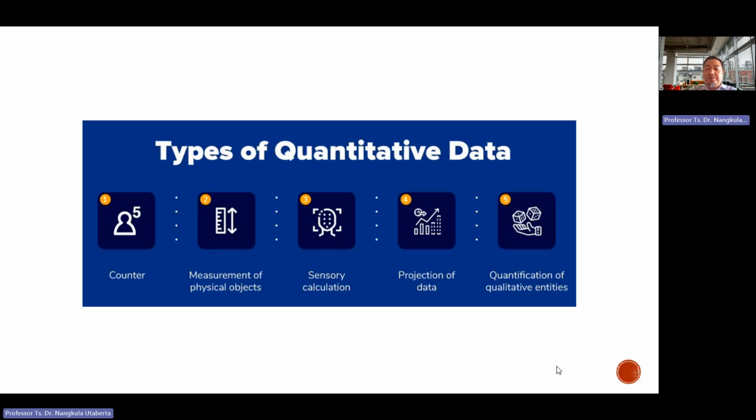Or you want to measure. When you do an experiment, you like to measure, for example, the temperature, how high, how wide is it. Those kinds of things are called quantitative data that you collected. Or sensory calculation, when you smell things, when you feel the heat, when you taste it, that is also called quantitative data. Or projection of data, where you project certain things, that is also called quantitative data. And the last one, when we try to quantify something qualitative, that is also called quantitative data.